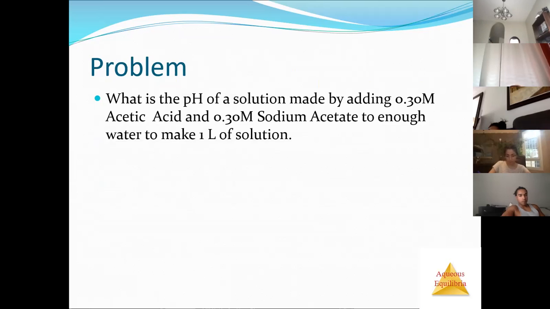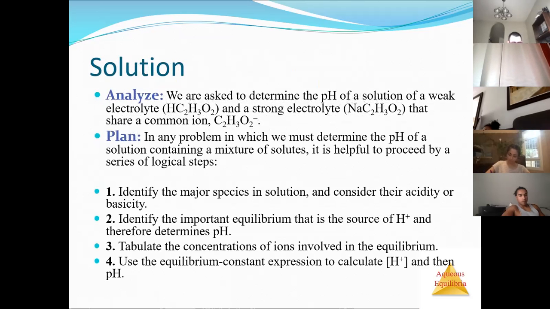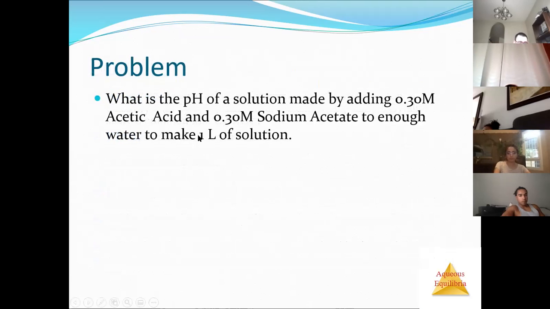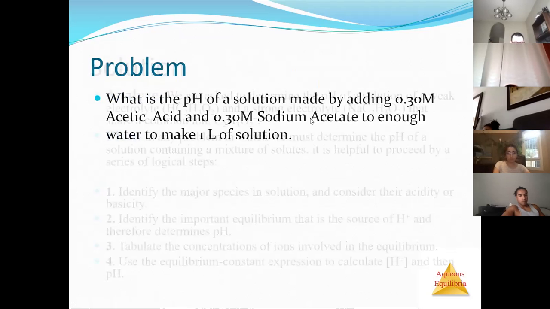We have a problem. We make a solution. We add 0.30 molar acetic acid and 0.30 molar sodium acetate to enough water to make a 1 liter solution. Okay, we have a weak acid that has a strong conjugate base. We're sharing the acetate ion. Our common ion, sodium acetate, acetic acid. Acetate is our common ion.